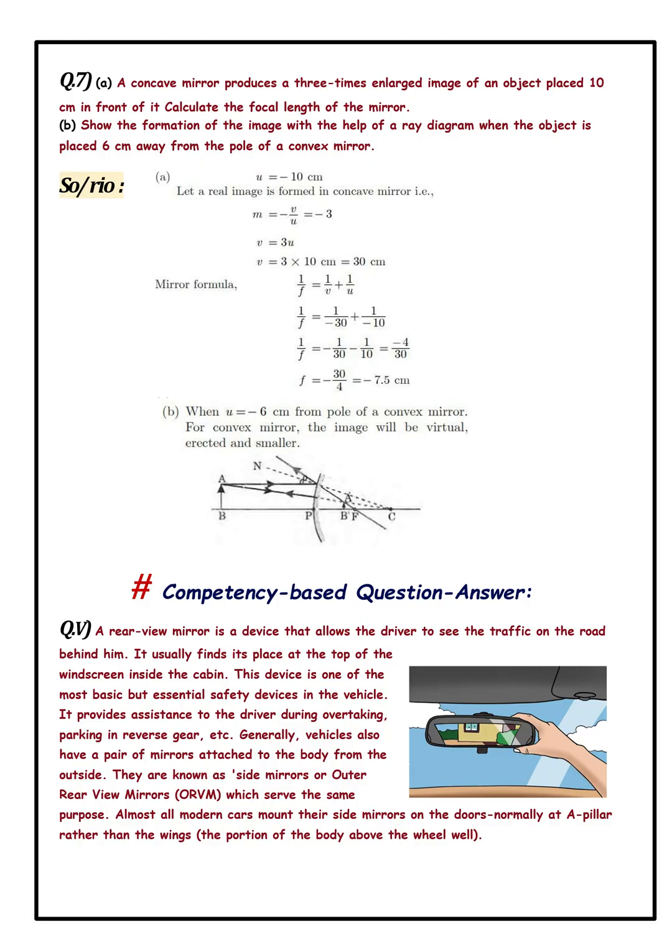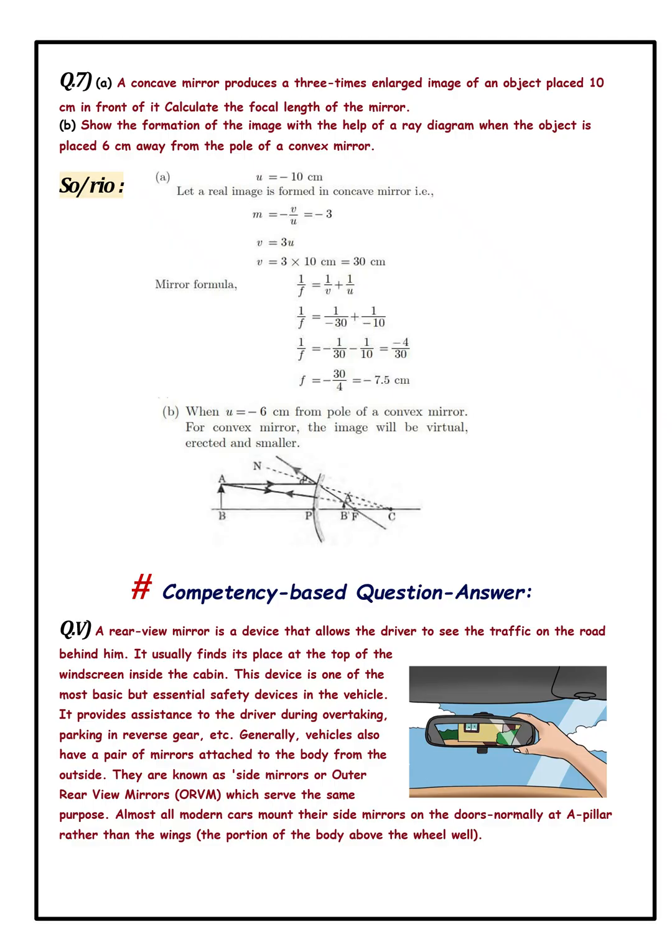Show the formation of the image with the help of a ray diagram, and the object is placed 6 centimeter from the pole of a convex mirror. So before solving the question, first you have to see to it that what is the object, whether it's a lens or it is a mirror. Now here we could use the mirror formula for this. That is why it is mentioned there that it is a concave mirror. So u is minus 10 centimeter.